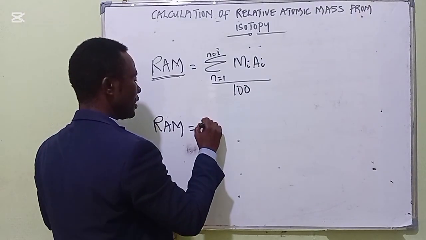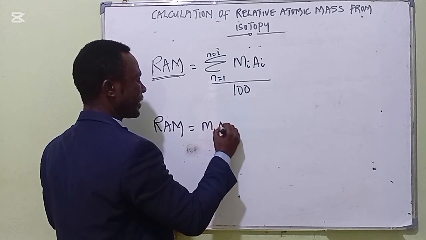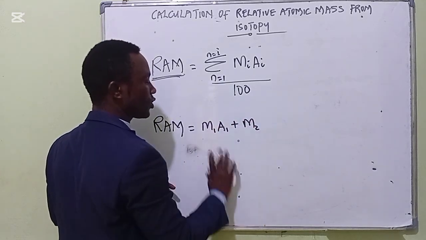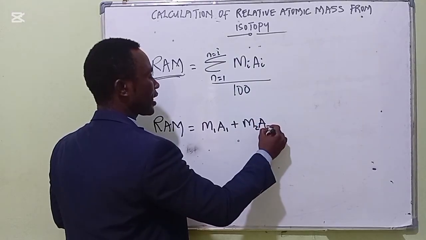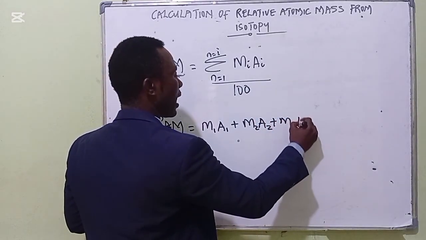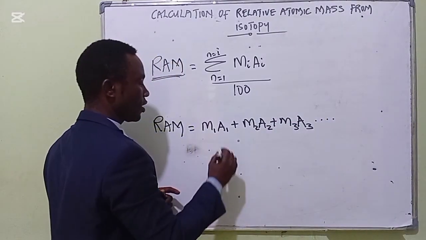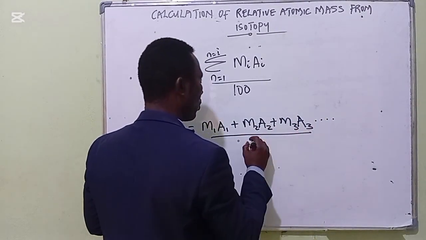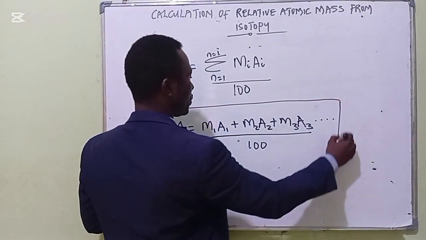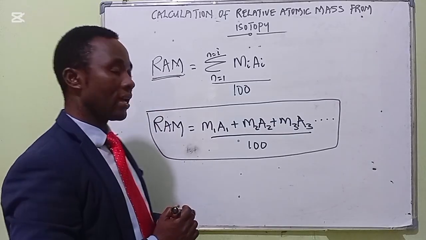Now, that simply means that relative atomic mass of elements, if I should open this up, means the mass of the first isotope multiplied by the abundance of that isotope, plus mass of the second isotope multiplied by the abundance of that second isotope, plus mass of the third isotope multiplied by the abundance of the third isotope, and so on and so forth. Everything divided by 100. So this is the formula that we can use to calculate relative atomic mass of elements.